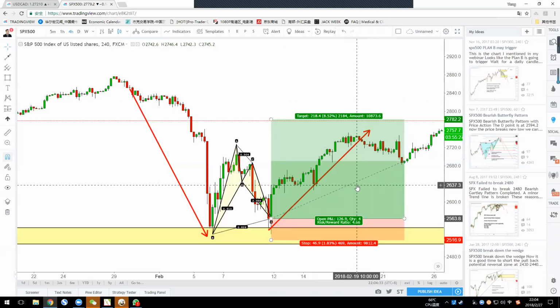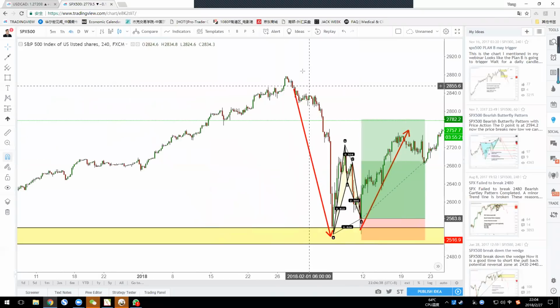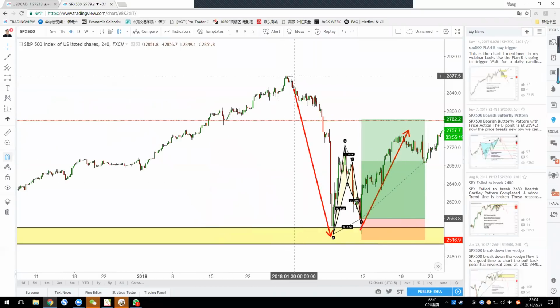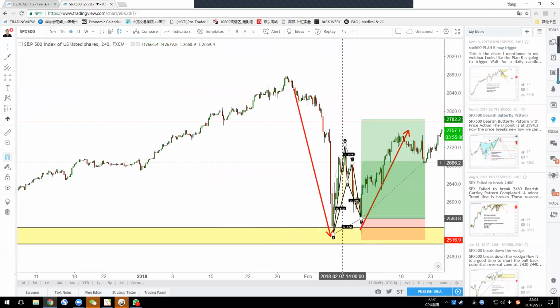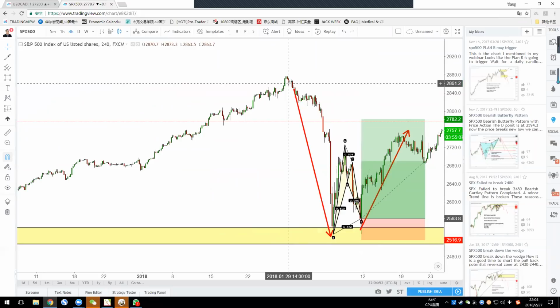Look at the risk-reward ratio. Look at the good entry point you get. Compared to those guys that bought from 2875, you bought from 2573. You are much better than them. Of course, you can make money, but not them.